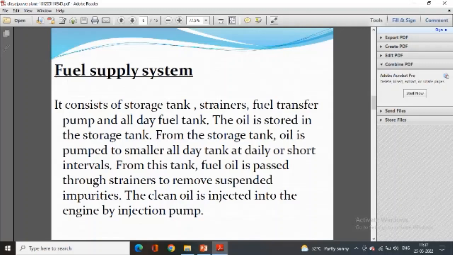Firstly, we store the diesel in the fuel tank. Then from this, the fuel is transferred to the all-day tank. All-day tank means the fuel required for the day or for some particular interval we can store at that location. From that all-day fuel tank we transfer the fuel to the diesel engine. Before supplying to the diesel engine, we remove all the impurities from the fuel.